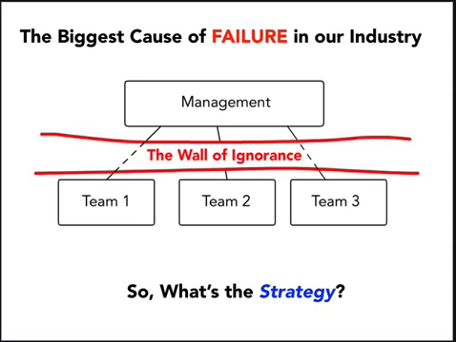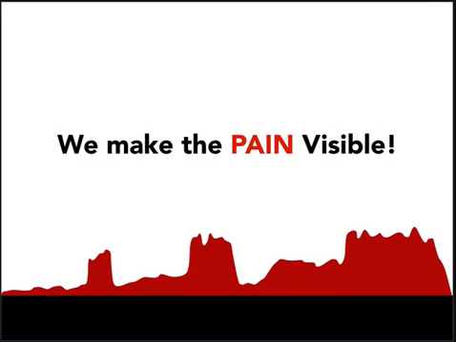So what's the strategy for solving these problems? How do we start working together and learning together as an organization? Well, we make the pain visible, something measurable, explainable, and something we can account for explicitly in our decisions. So how do we do that?